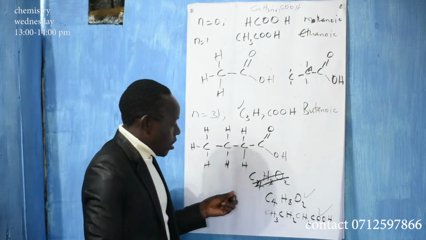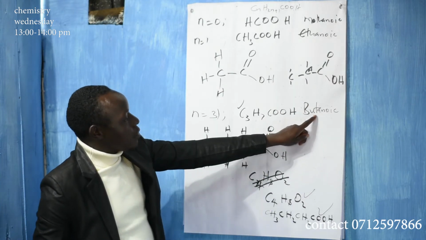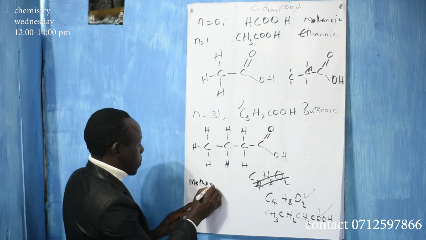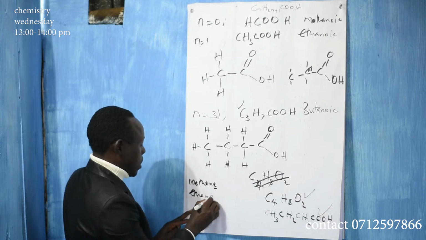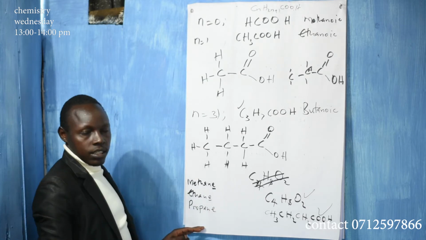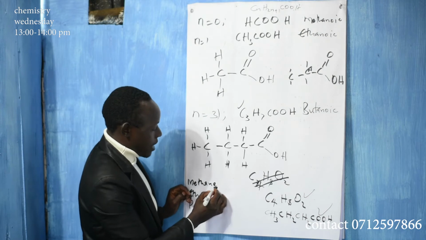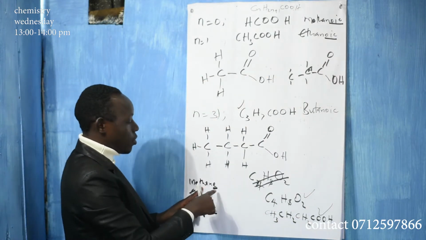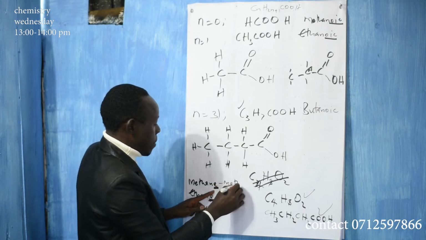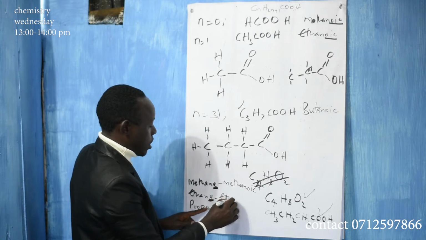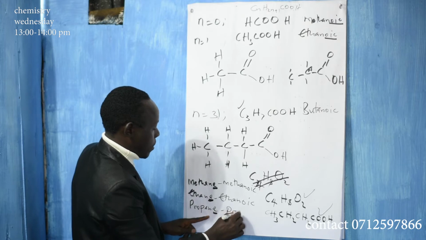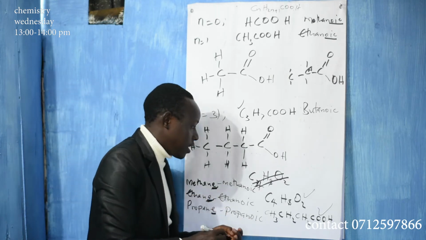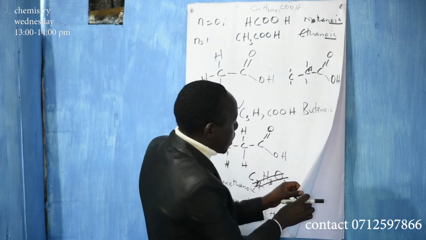Now maybe we can mention that naming of these follows the naming of alkanes. Now alkanes, we said we have, for example, methane, ethane, propane, etc. Now for you to name alkanoic acids, you replace the last e with oic, so that you will have methanoic, ethanoic, propanoic. So just replacing e with o-i-c gives you alkanoic acid. So that is the nomenclature, how they are named.